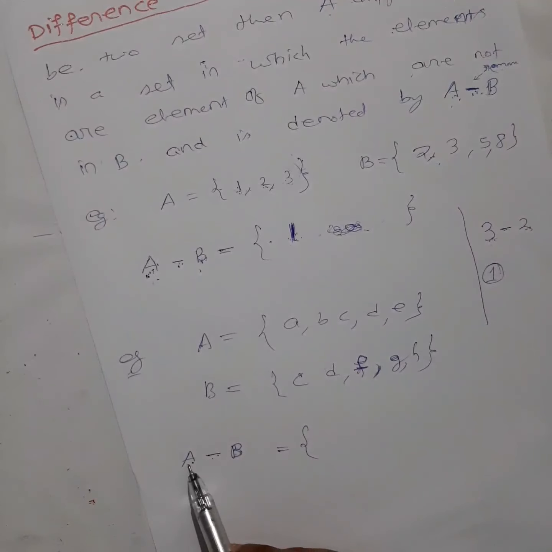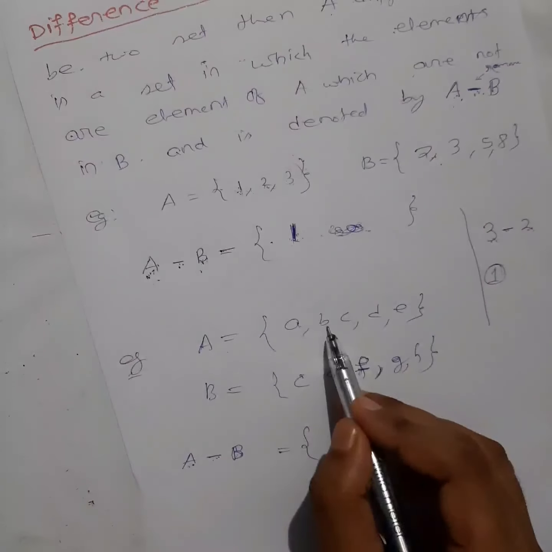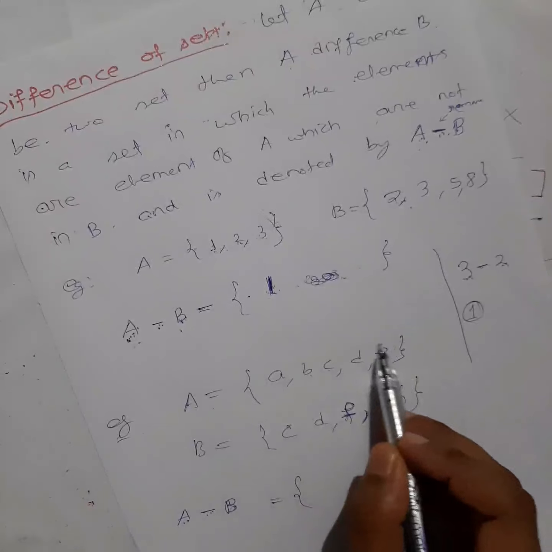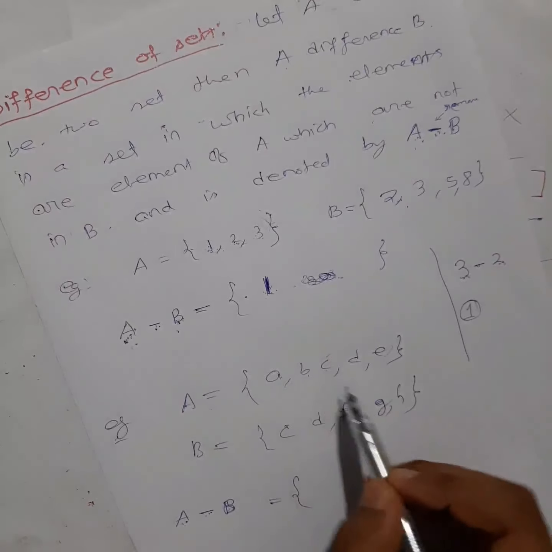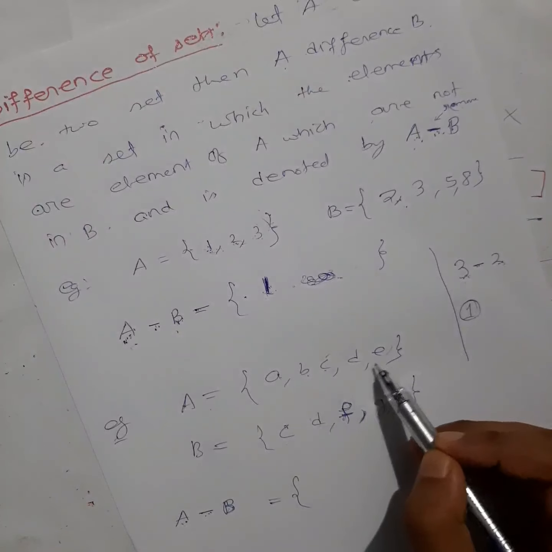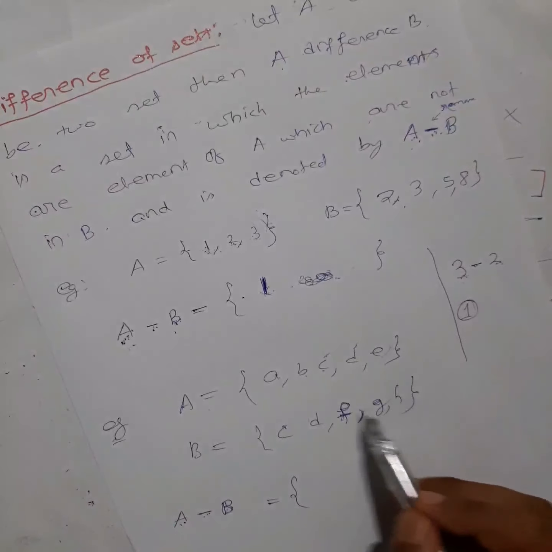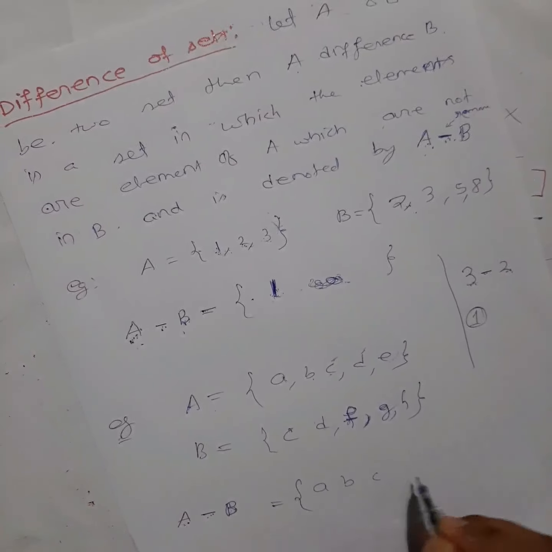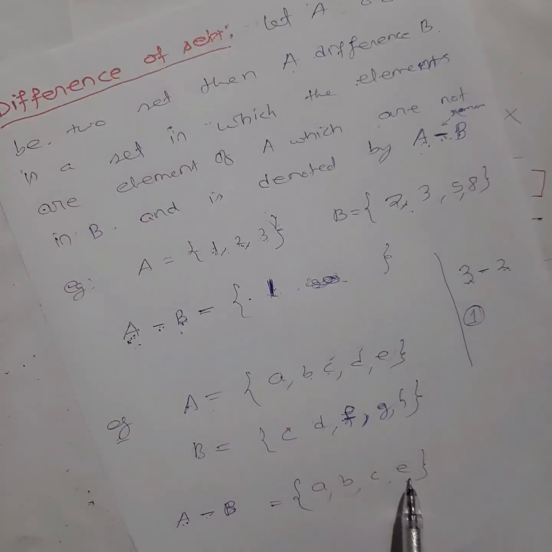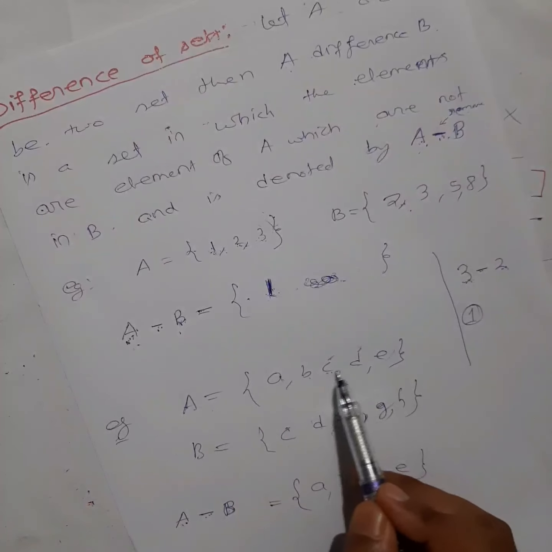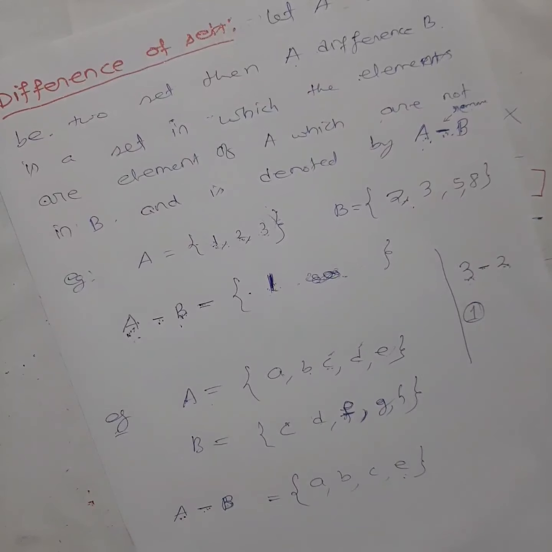A minus B means from A remove B. From A, what are the elements of A? A, B, C, D, E. So from A remove B. So you find out which are the elements of B here. C remove. D remove. B elements I have to remove. Anything else? No. So left over will be A, B, E. So you can see this was the elements of A, from which we have removed B elements. So from A remove B. This will be the elements left out.